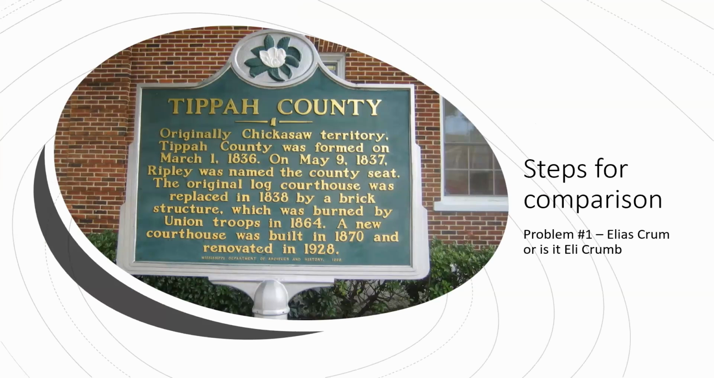The original log courthouse was then replaced in another year by a brick structure, but unfortunately it was burned in 1864. Do you start to understand why this is difficult? Then a new courthouse was built in 1870 and renovated in 1928. So we immediately go into this knowing, depending on the era that we're working in, whether or not we're going to have trouble with this search based on information.